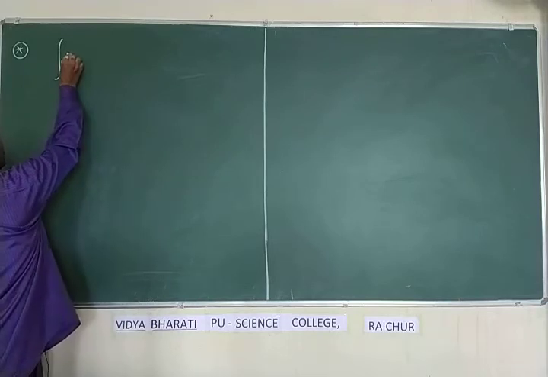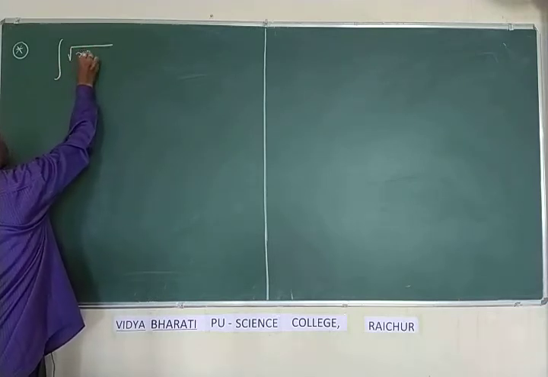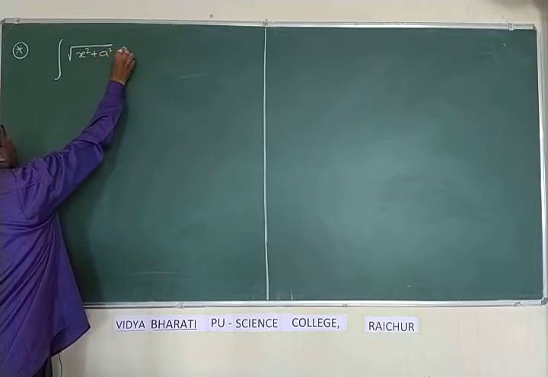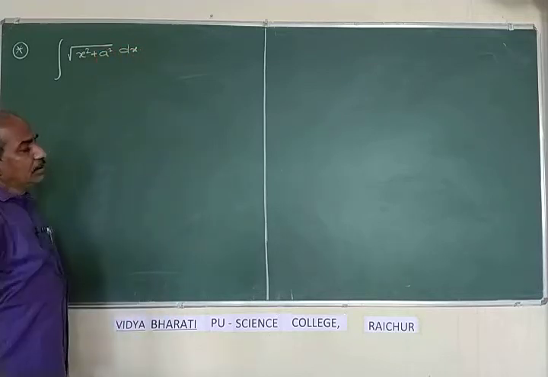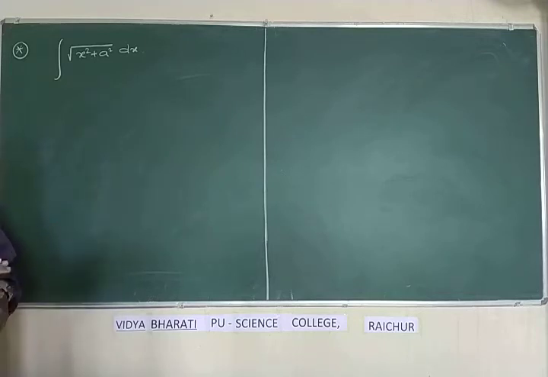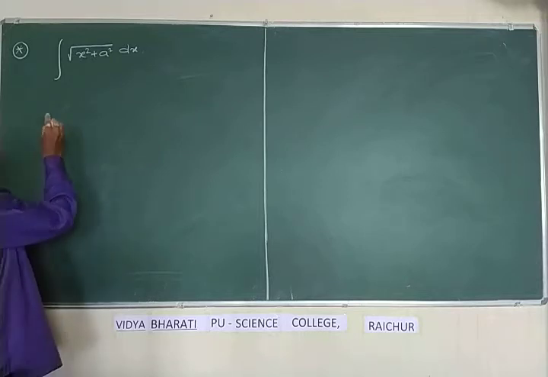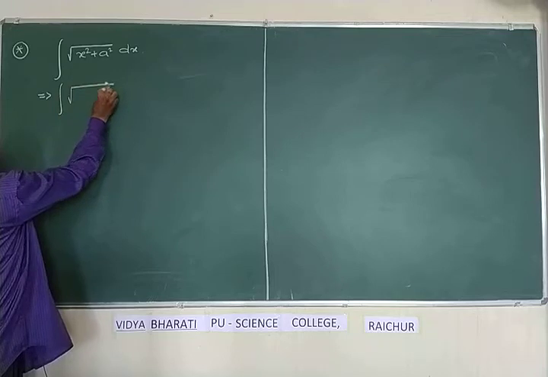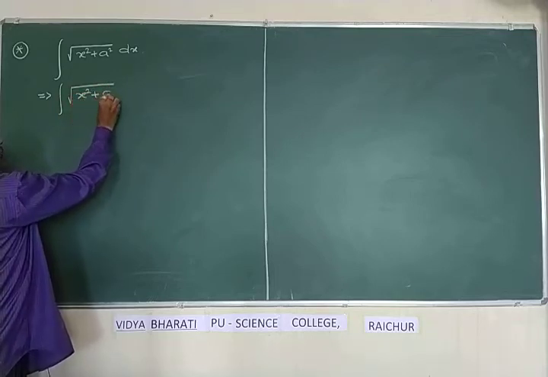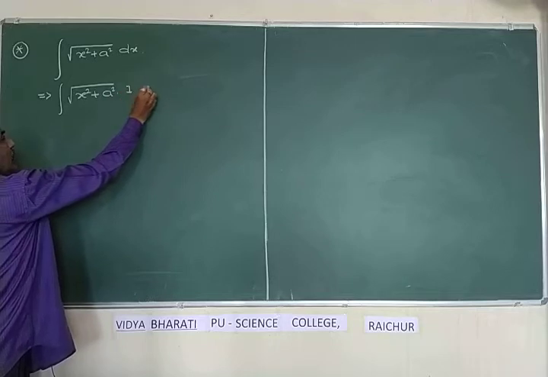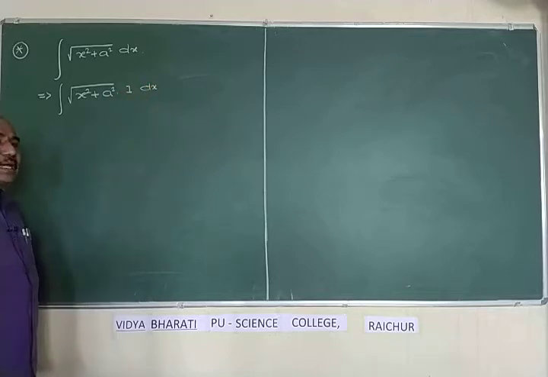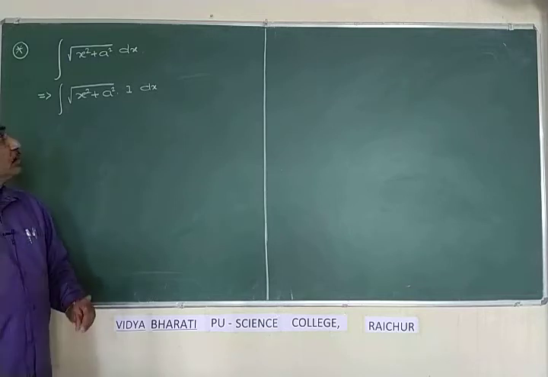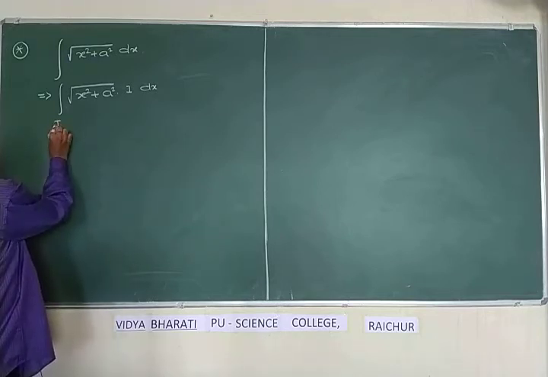Now, the first one, integral of root of x square plus a square into dx. You can solve in two ways, one by the method of substitution, another by using integration by parts. Here let us solve by the integration by parts method. Take this as square root of x square plus a square into 1 into dx. The value will not change if I write it this way. Now, integrating by parts.